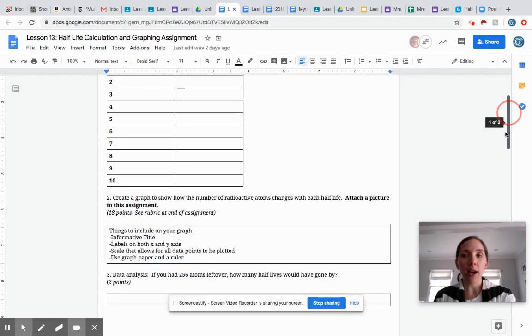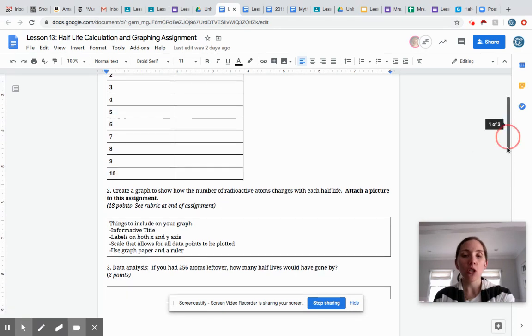The rubric for the graph is at the end of the assignment, but a few things you know I'm always looking for are informative titles, labels on your X and Y axis, a scale that allows for all data points to be plotted using graph paper and a ruler. I've attached a PDF of graph paper to this assignment. If you don't have graph paper at home, you can print it and graph on there. Make sure you're thinking about this is change over time. What sort of graph might be most appropriate?